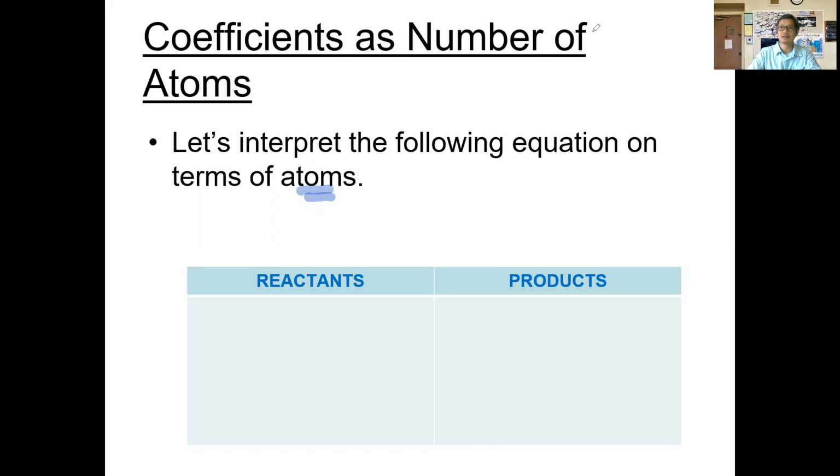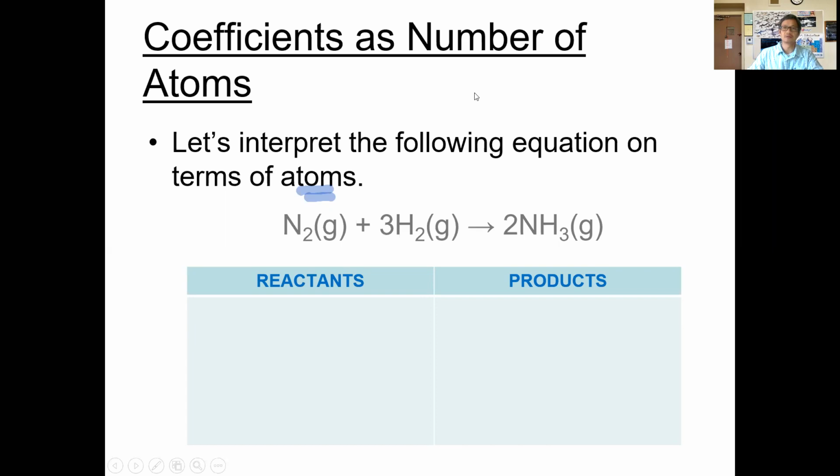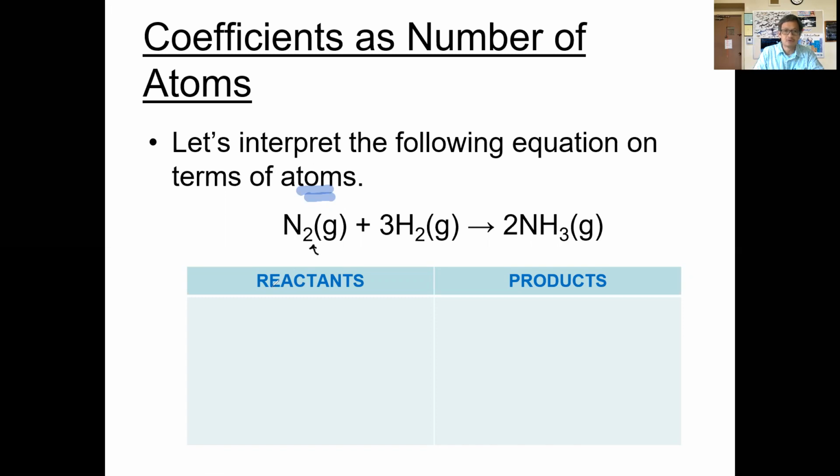Let's break this out. First of all, let's take a look at this particular molecule. How many atoms, and again, we're looking at atoms here, how many atoms of nitrogen do we have? Well, this subscript here tells us that we have 2 atoms of nitrogen.